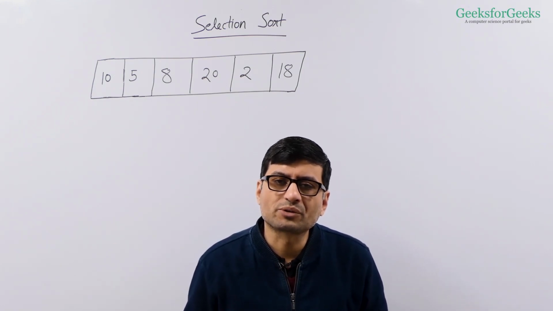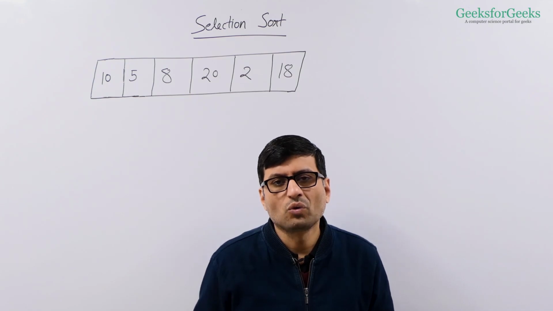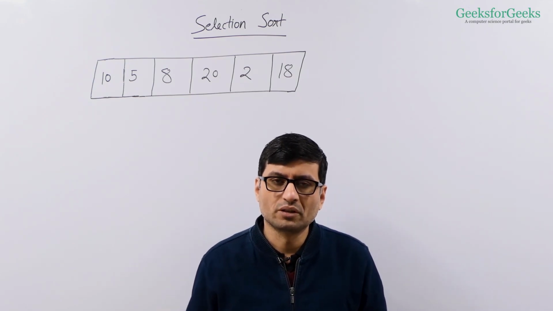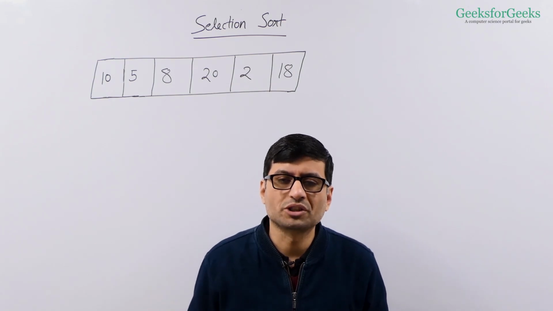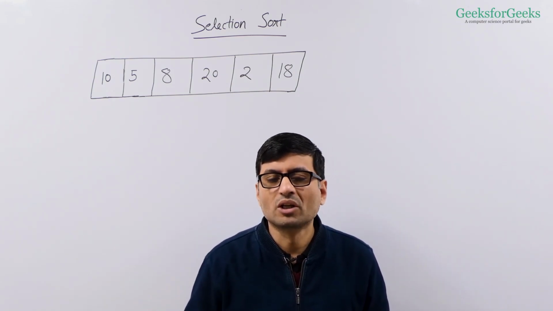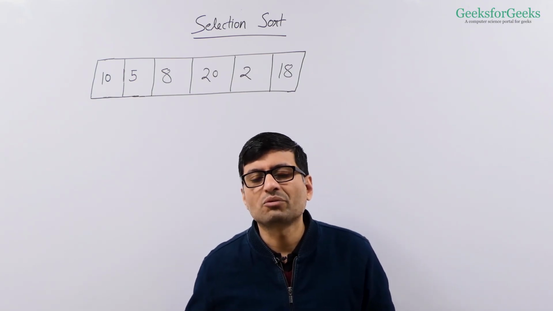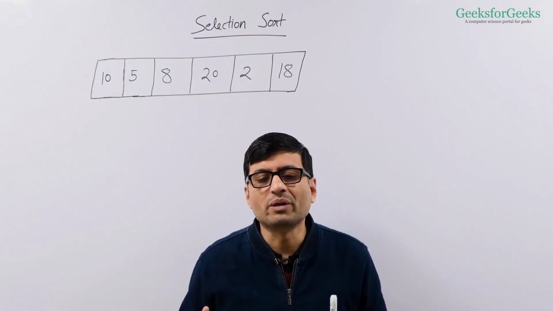So the basic idea of selection sort algorithm is we find out the minimum element, we put it at the first position. Then we find out the second minimum element and put it at the second position. Then we find out the third minimum element and put it at the third position. We keep doing it. At the end, we have the array sorted. Now please pause this video and try to implement this idea.